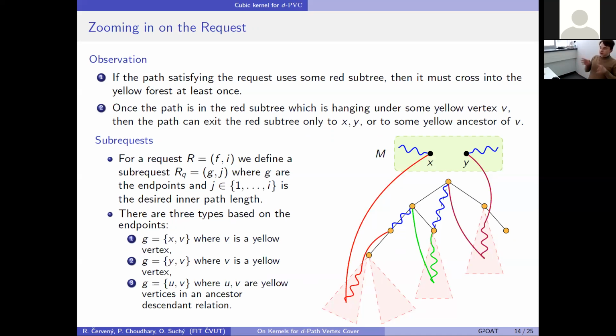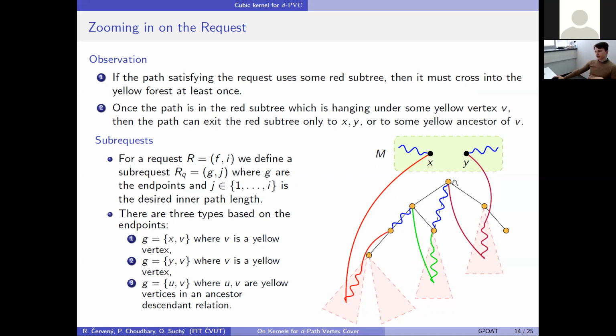The requests were like a wish for the pair that there is some connecting path, connecting the vertices with the vertices outside the packing. So we do exactly the same thing with the request. We split the path that should connect the endpoints of the request into some subrequests, and the subrequests in this case are of three types. It can start in one of the endpoints, then it goes to some red subtree, and then it goes to some yellow vertex. That's the first type.